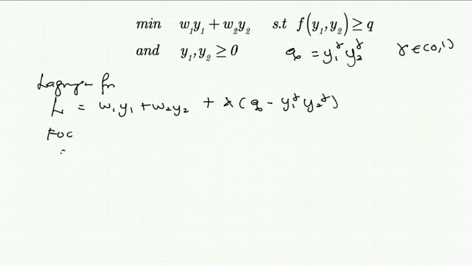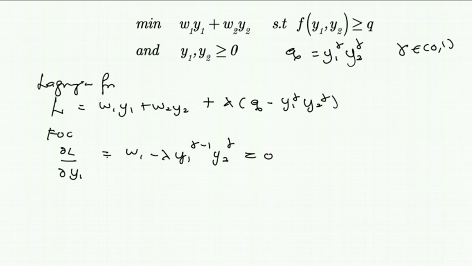Let's do it. So differentiate the Lagrangian function with respect to output y1. Then we're going to obtain this: w1 minus lambda y1 to the power of gamma minus 1 times y2 to the power of gamma, and then equate it to 0. So we have the partial differentiation. When you equate it to 0, then it becomes a first order condition.